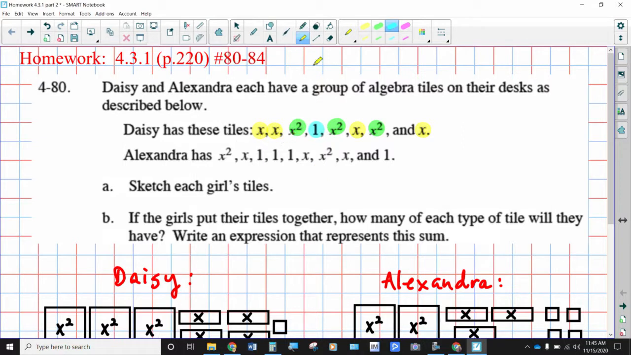Okay, and then let's look at Alejandra. And how many x's does she have? She's got 1, 2, 3 of them. She's got 1, 2 x squareds. And how many single unit tiles? 1, 2, 3, 4 of them.